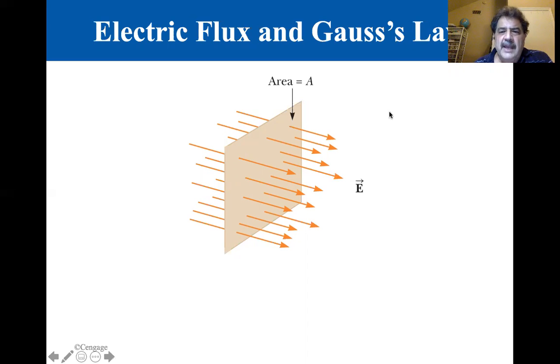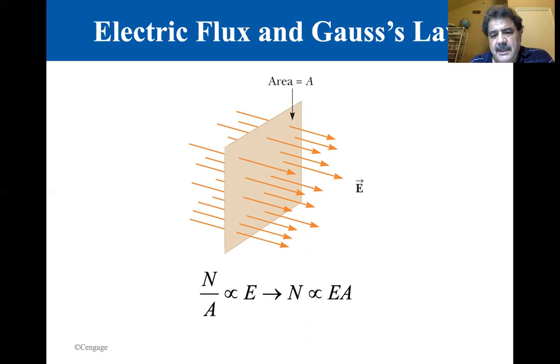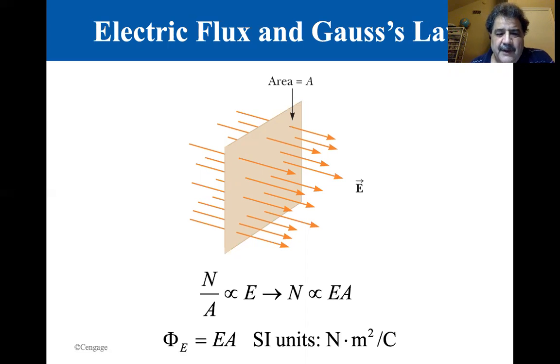And we do that, the number divided by the area is proportional to E. So N, the number, is proportional to the electric field times the area. And so we call this the electric flux, capital phi sub E, is the electric field times the area. In SI units, it's Newton meter squared per Coulomb.